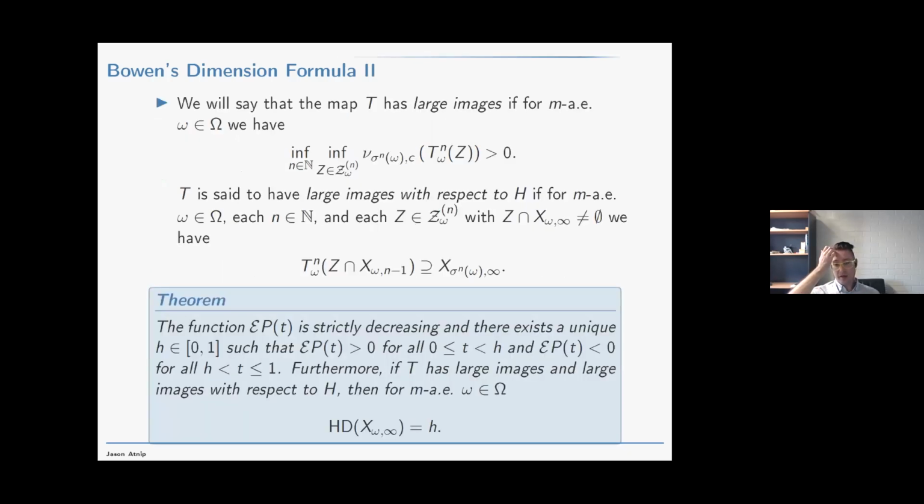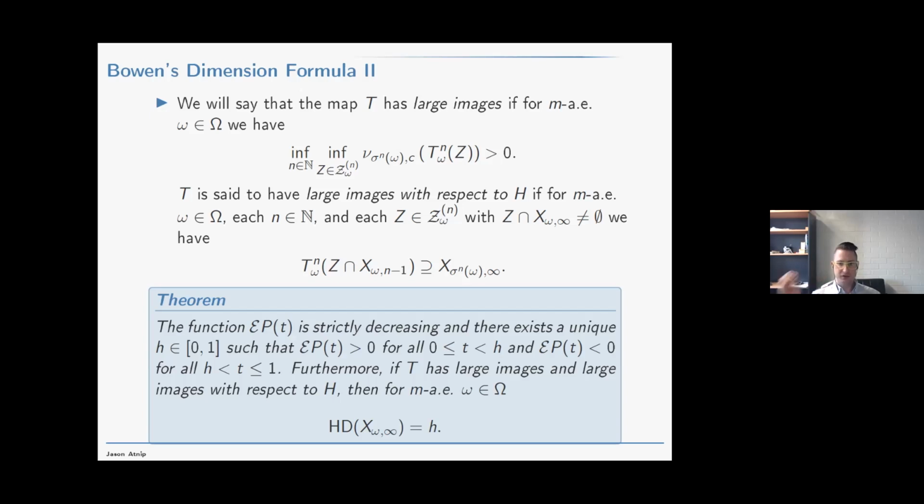And now the last two assumptions. We'll say that the map T has the large images property if for m almost every omega, this infimum over n of the infimum over all the partition elements z of omega n has positive closed conformal measure if we iterate this interval z n times. And we'll say that T has the large images with respect to our whole H, rather, if we satisfy this property, that for every element of our monotonicity partition that intersects the survivor set, if we push forward in steps, we cover the survivor set at n steps forward. Okay.